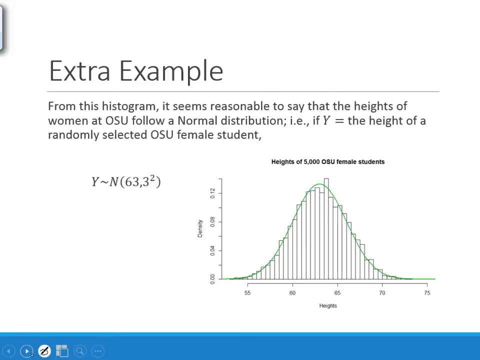It's very convenient that this works out, but from this histogram we can see that the distribution of these females' heights looks kind of like a normal distribution. There's a green line superimposed, which is a normal distribution there. So if we let y equal the height of a randomly selected single OSU female student, we might say that height is normally distributed with a mean of, let's say, 63 and variance of 9. Where those numbers come from, we'll get to more in Chapter 6.